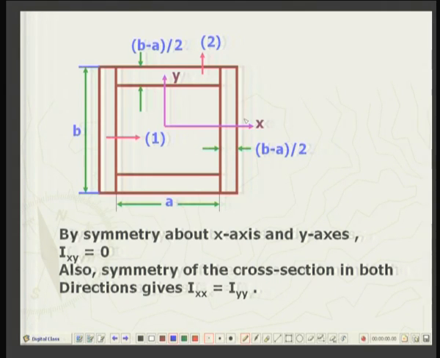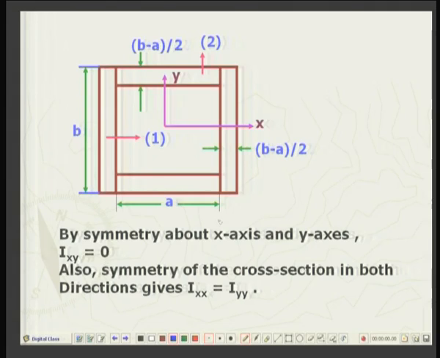We have already shown that if the axis is a symmetry axis, then the product of area term is 0. So, let us say Ixy will be 0 about the symmetry axis, x axis and y axis, and Ixx is equal to Iyy.